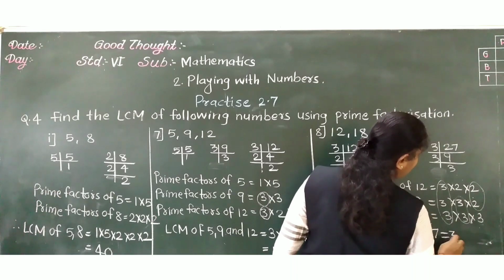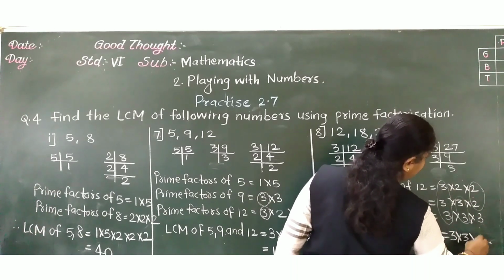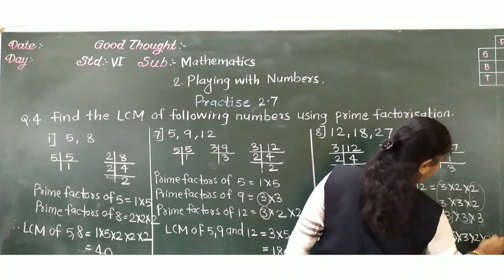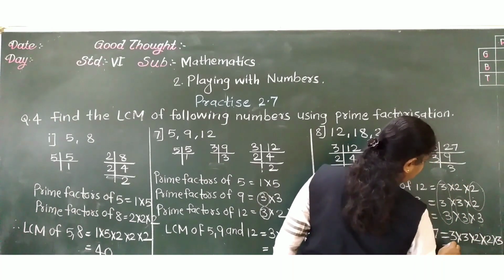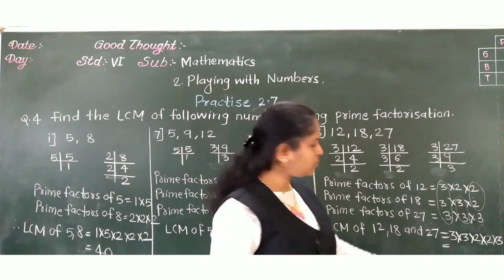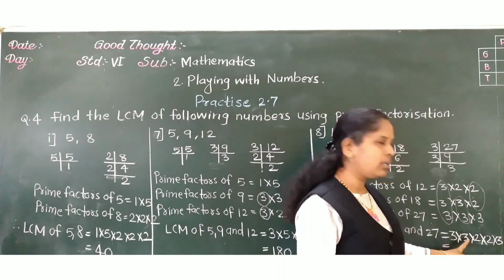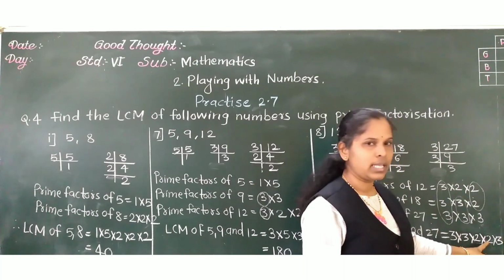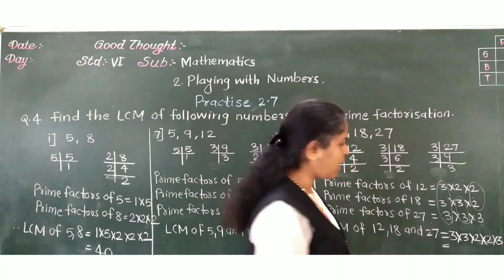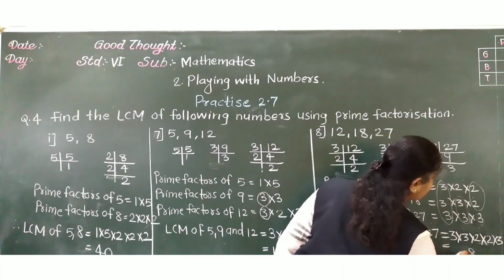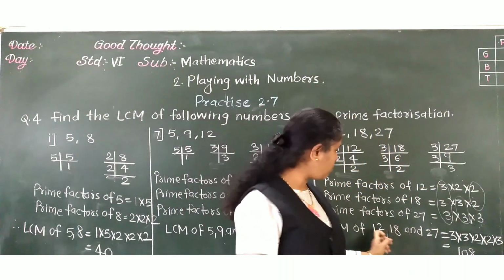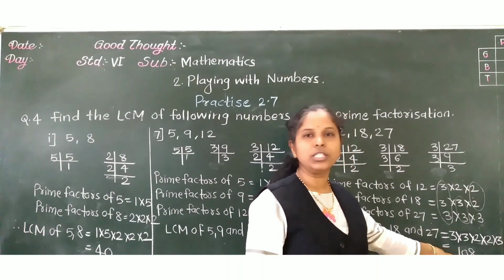Like that: 3 into 3 into 2 into the remaining uncommon factor 2 into 3. Now multiply. 3 3s are 9, 9 2s are 18, 18 2s are 36, and 36 3s are 108. So the LCM of 12, 18 and 27 is 108.